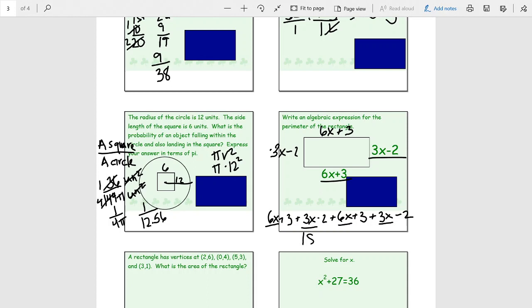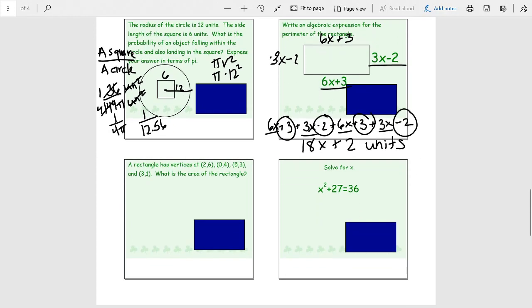Well, that gives me 18x. And then I combine the plus 3 minus 2 plus 3 minus 2 to get plus 2. And you can finish this off by saying we are in units since we care about the perimeter.